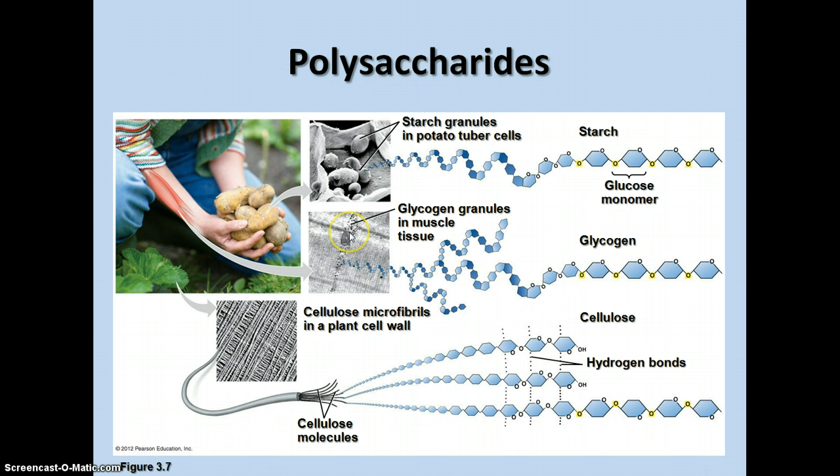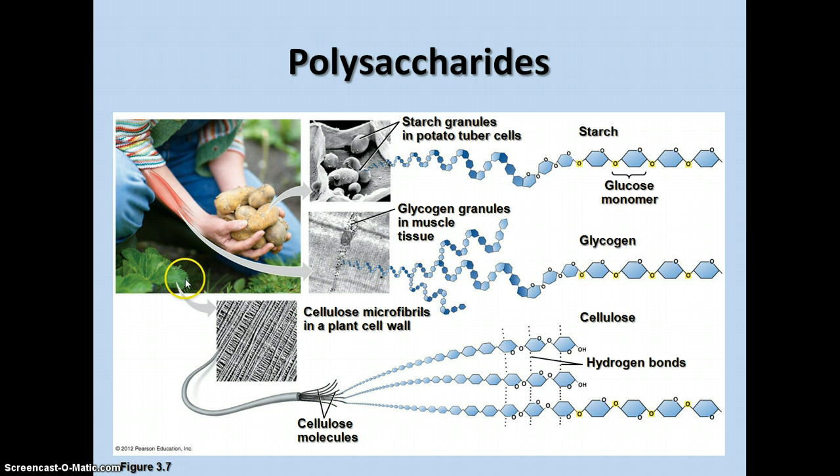Glycogen is a starch made by animals. It's usually found in granules in muscle tissue. Similar to the other starch, although there are multiple chains that are attached together side to side like this, but we still have the end-to-end bonding between the monosaccharides.